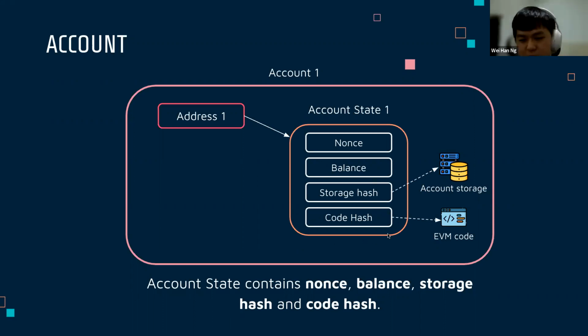And code hash is the same thing as well. It basically stores the code that you can use to execute certain computation, right? So 4 things: nonce, balance, storage hash, and code hash.